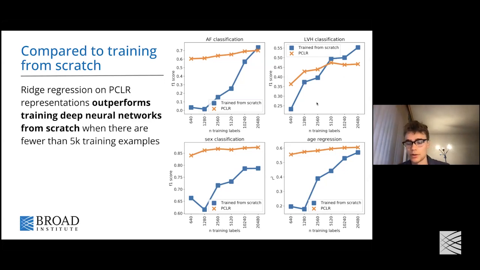LVH is left ventricular hypertrophy, which is a structure of part of the heart. And again, a crossover point this time at around 5,000 labeled data. And then for sex classification and age regression, we actually didn't even get to the crossover point yet. And these two, sex classification in particular, we'll actually see later in the talk, is something that Pickler turns out to be well designed for, although that was unintentional.